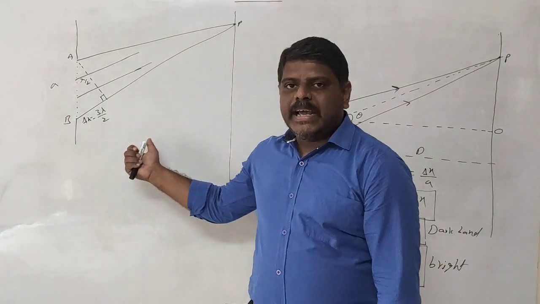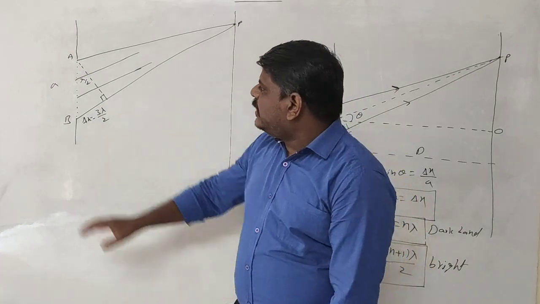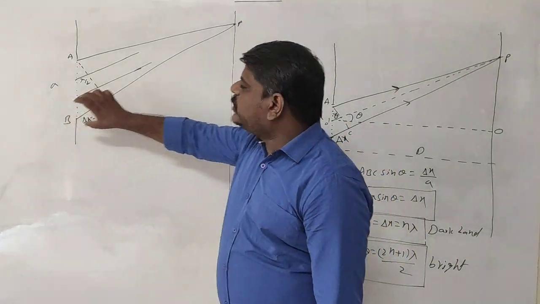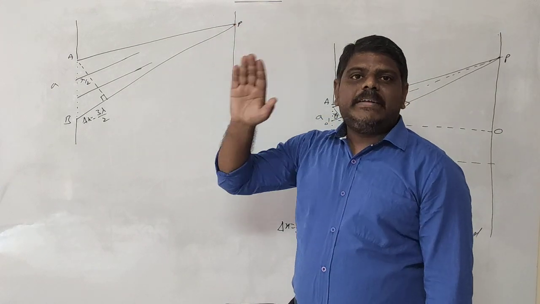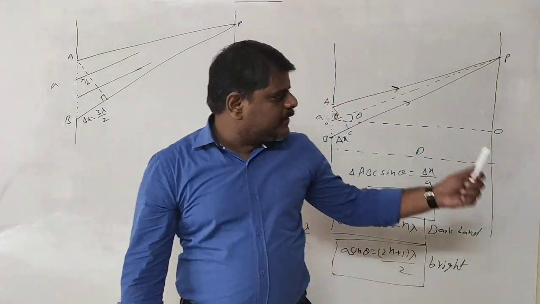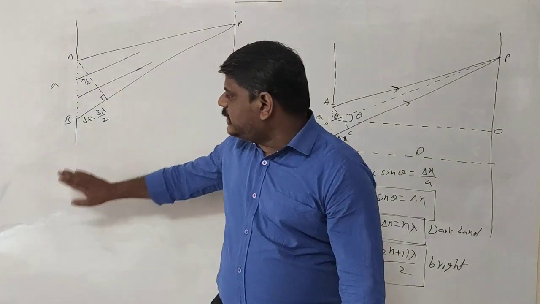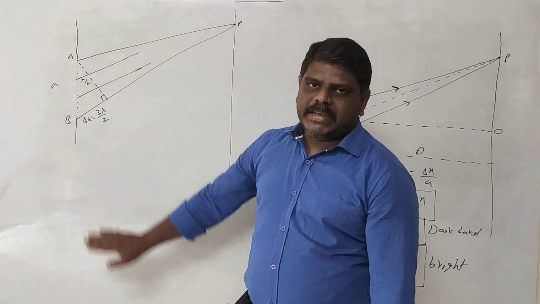But in the case of the diffraction pattern, it will not happen. So only 1/3 of the slit is going to reach the point P. That's why you are going to get the bright band, but the intensity is not as much as the central fringe. Okay, this is called the first secondary maximum.